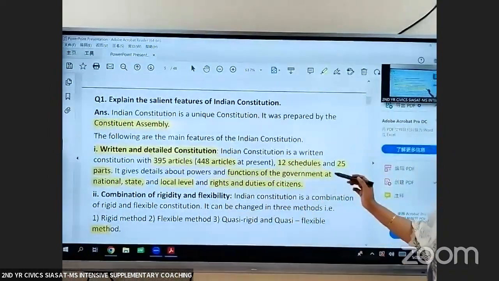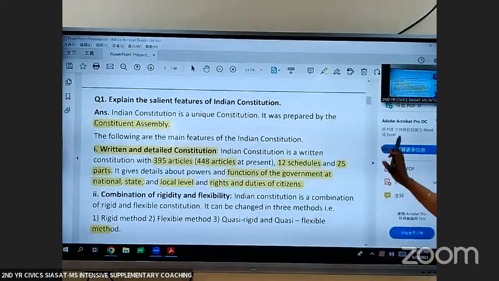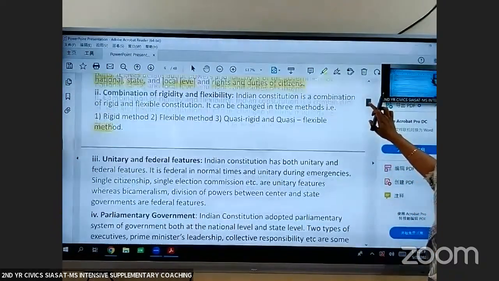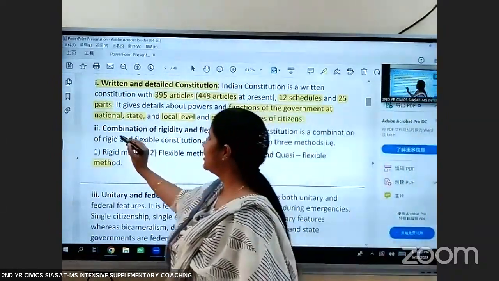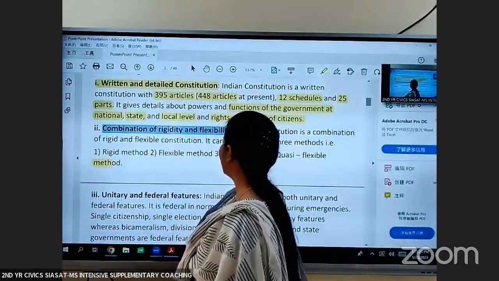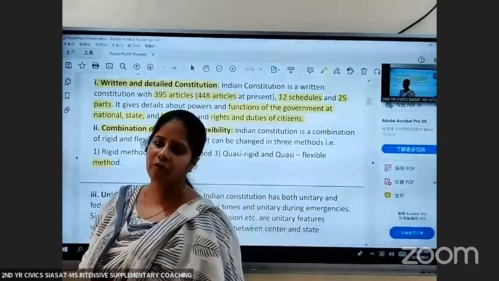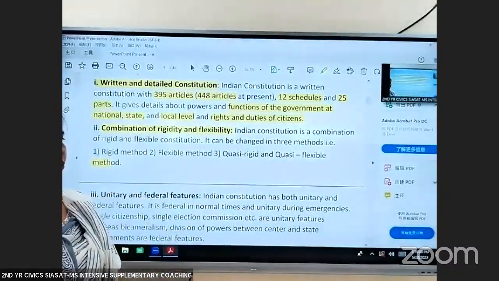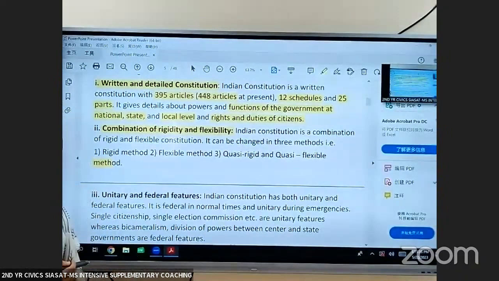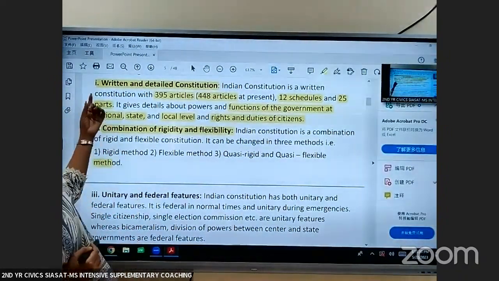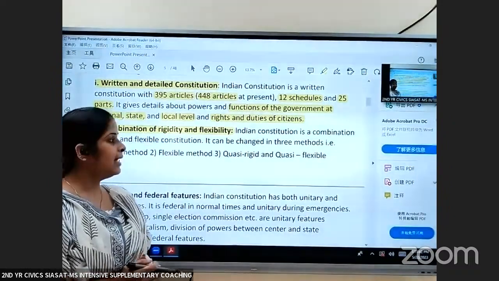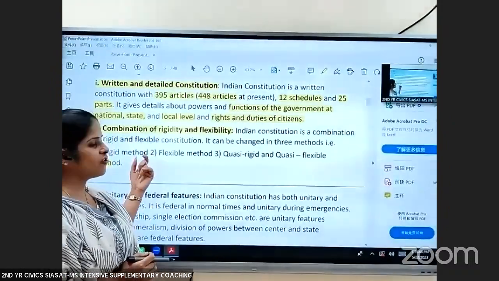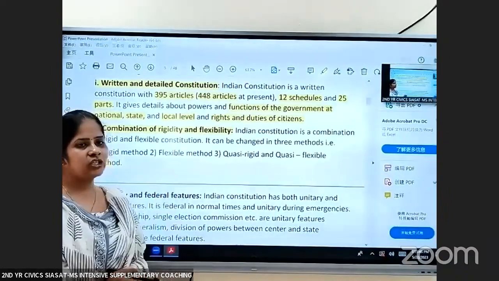Is it clear? Am I clear with the first point? Let us deal with the second point. Indian Constitution is the combination of rigidity and flexibility. If you remember, in first year, you have studied about Constitution. You have studied that if a Constitution is written, it is rigid. That means it cannot be changed easily. And if a Constitution is unwritten, then it can be changed easily.